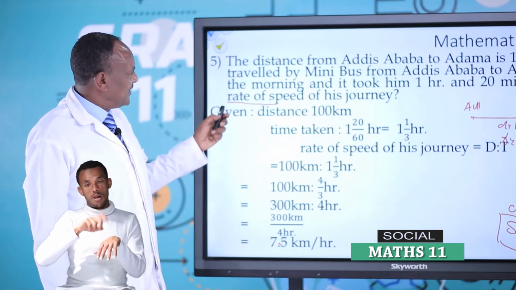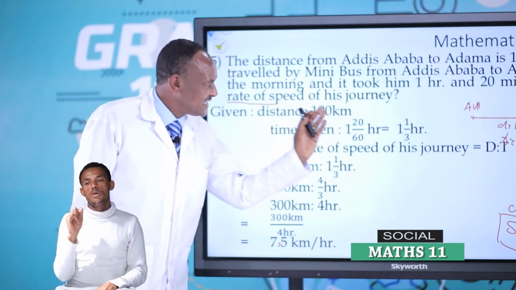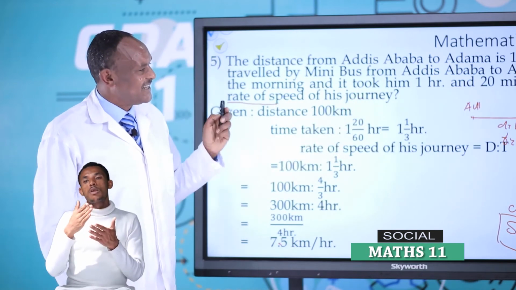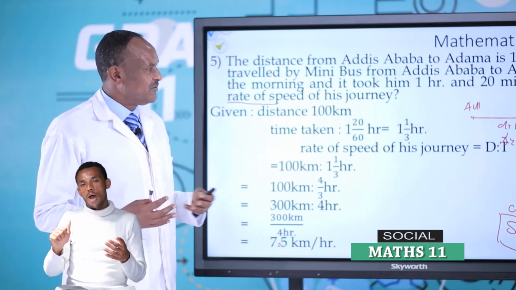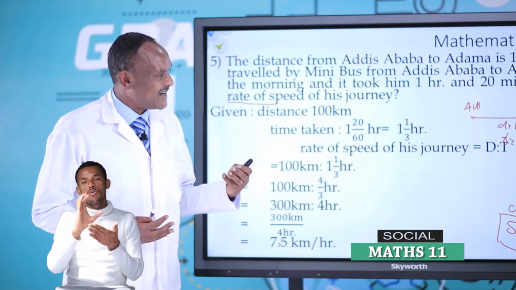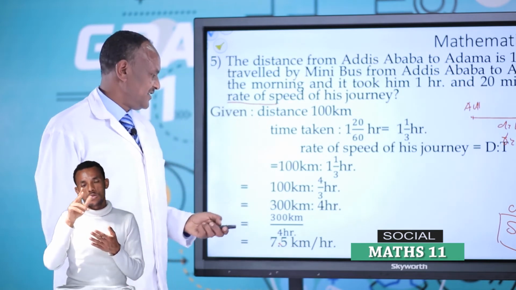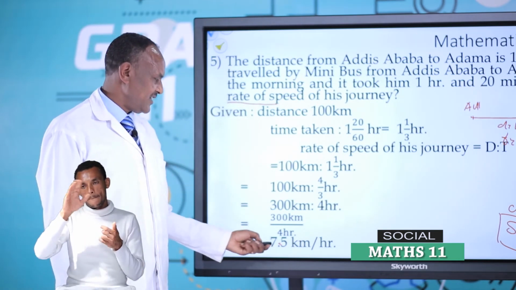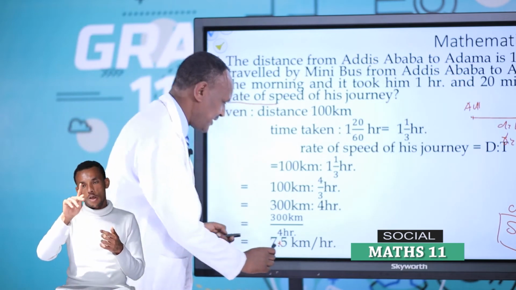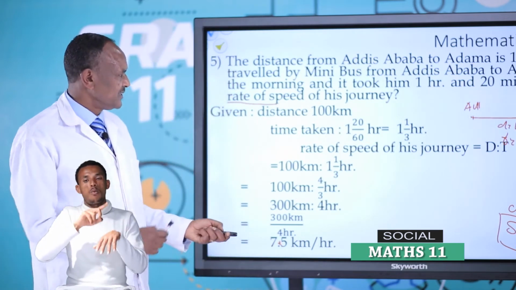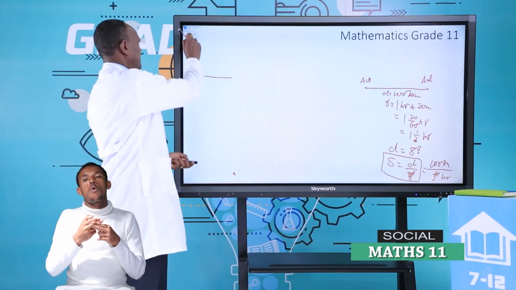So if the distance between Addis Ababa and Adama is 100 kilometers, and using the minibus you take 1 and 1/3 hours, then the speed will be 75 kilometers per hour. So this is what you call a ratio.